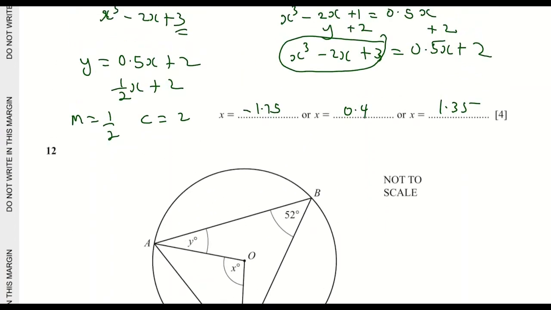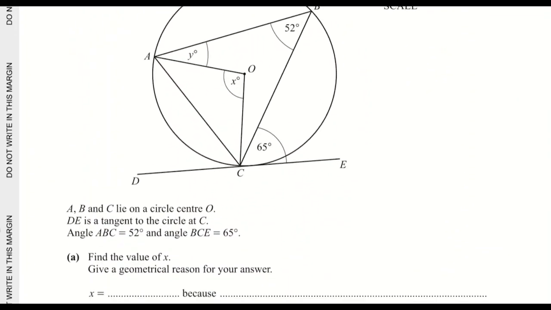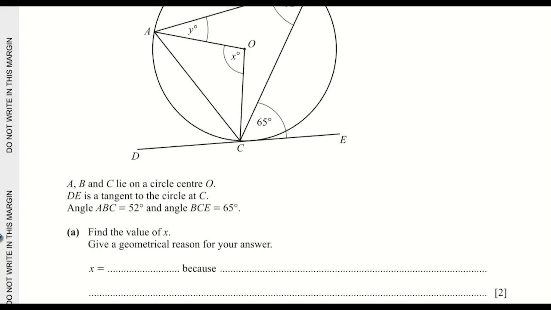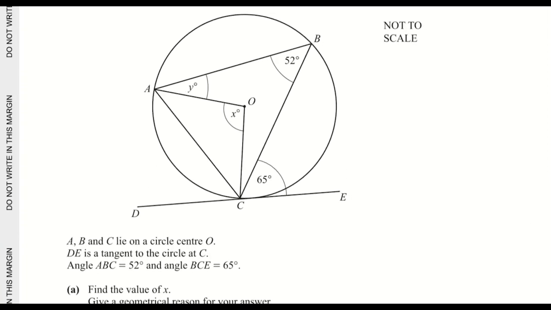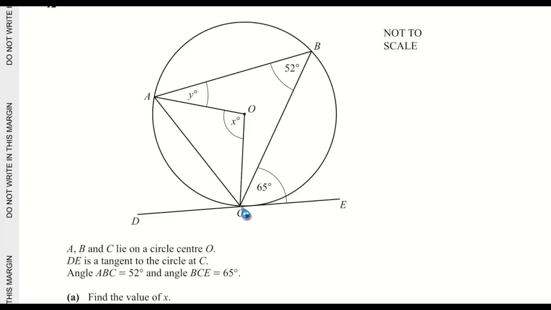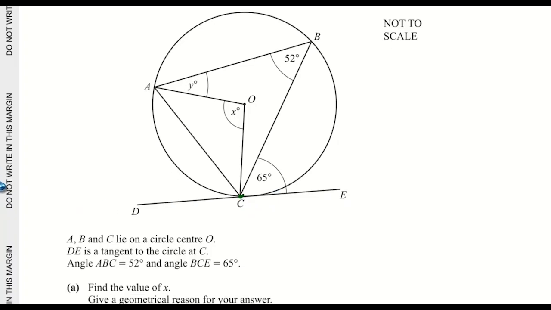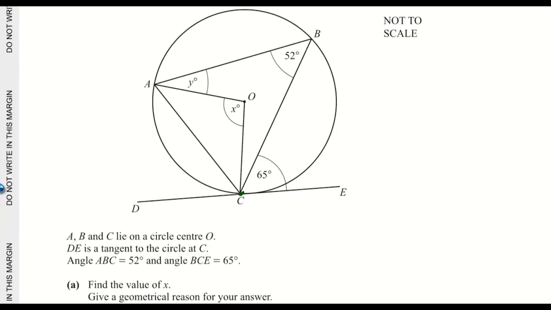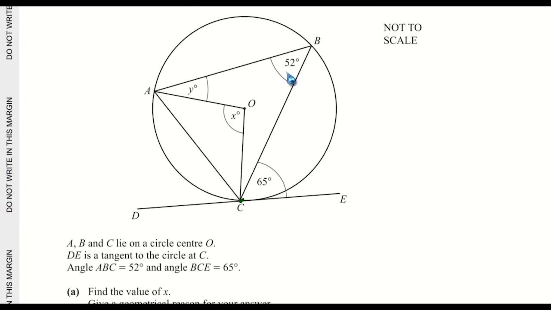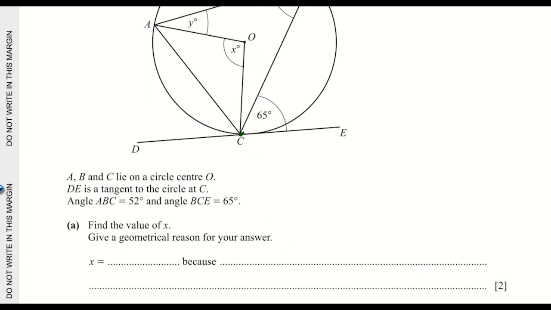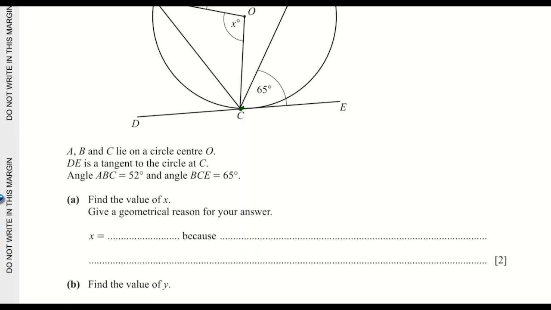So we have the circle geometry. A, B, and C lie on a circle with center O. DE is a tangent to the circle at C. Good, that will help us a lot. Angle ABC equals 52 degrees, as you can see here, and angle BCE equals 65 degrees. Find the value of x. Give a geometrical reason for your answer.